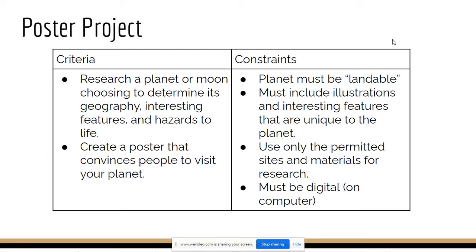Now, there's some rules to this, like, for example, it must be landable. You must include illustrations and interesting features that are unique to this planet. When we say the word unique, we mean that it is only found there. And you are only permitted to use the sites that I give you and the materials I give you for research, which you will see coming up soon. And this one obviously has to be digital. It's going to be done on the computer.